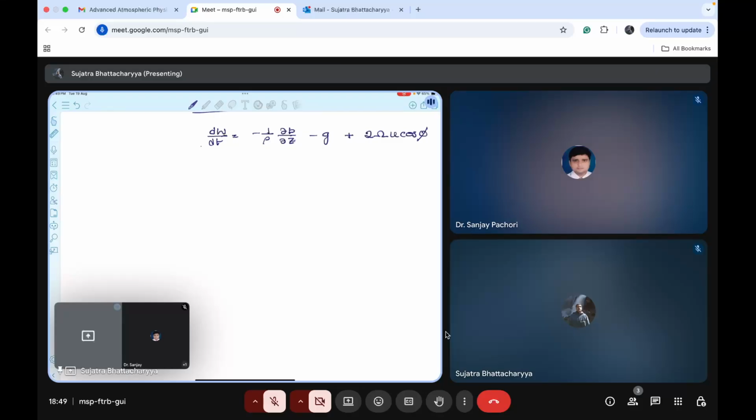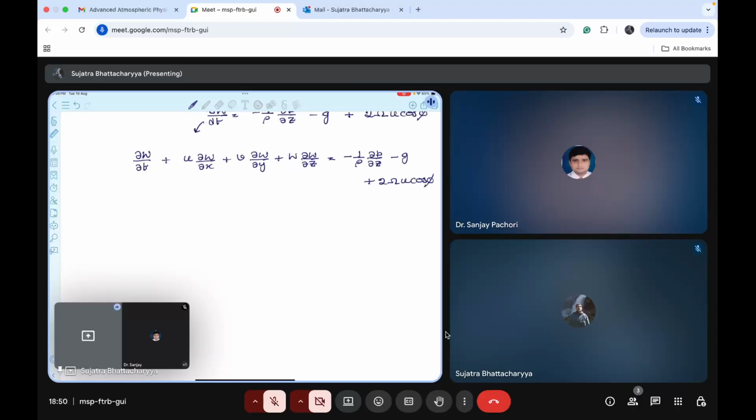Let us write dw dt as the local term, as we have written in the horizontal one, plus the advective term: u delta w by delta x plus v delta w by delta y plus w delta w by delta z. And the right hand side terms are as they are: minus g plus 2 omega u cos phi.